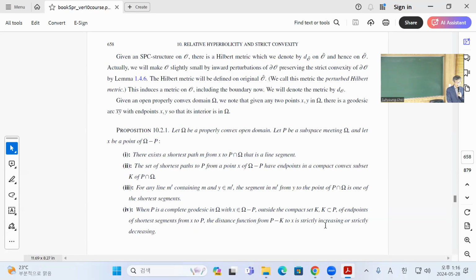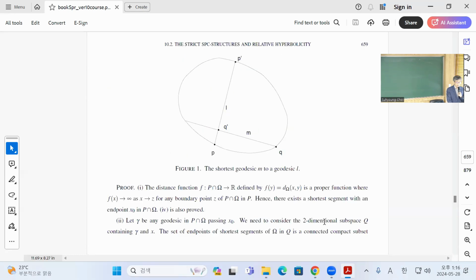Sorry. So convexity, I didn't really prove it, but anyway, I'll go ahead and prove it. This distance function actually is a proper function. You can easily prove that. So on this P intersect omega, it's a proper function, and you just need to consider a two-dimensional subspace Q containing gamma and X. If gamma is any geodesic in here, X0 is some point meeting the M with the L here.